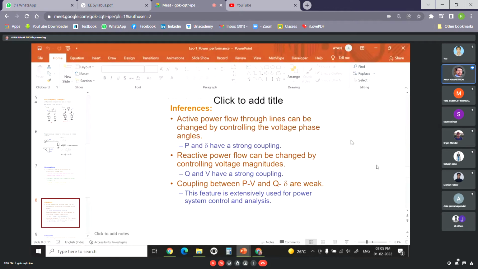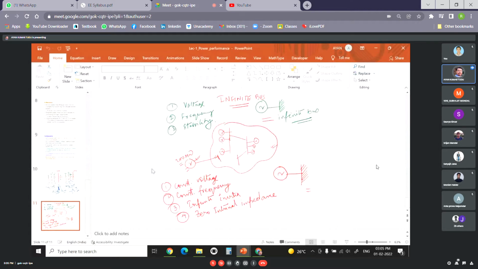Before we do that, we can also see how we denote a synchronous generator. As you can see, the synchronous generator is connected to an infinite bus. And what is an infinite bus? It is a bus which has constant voltage, constant frequency, infinite inertia, and zero internal impedance. Why is it so called? We have discussed those things in our last class.